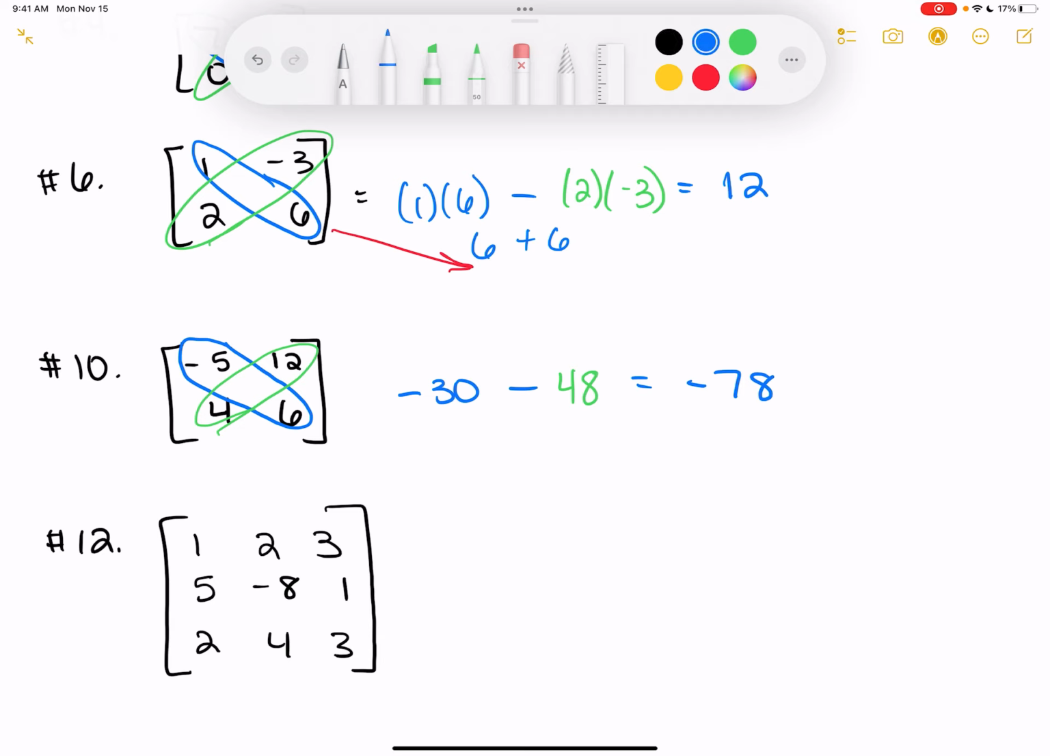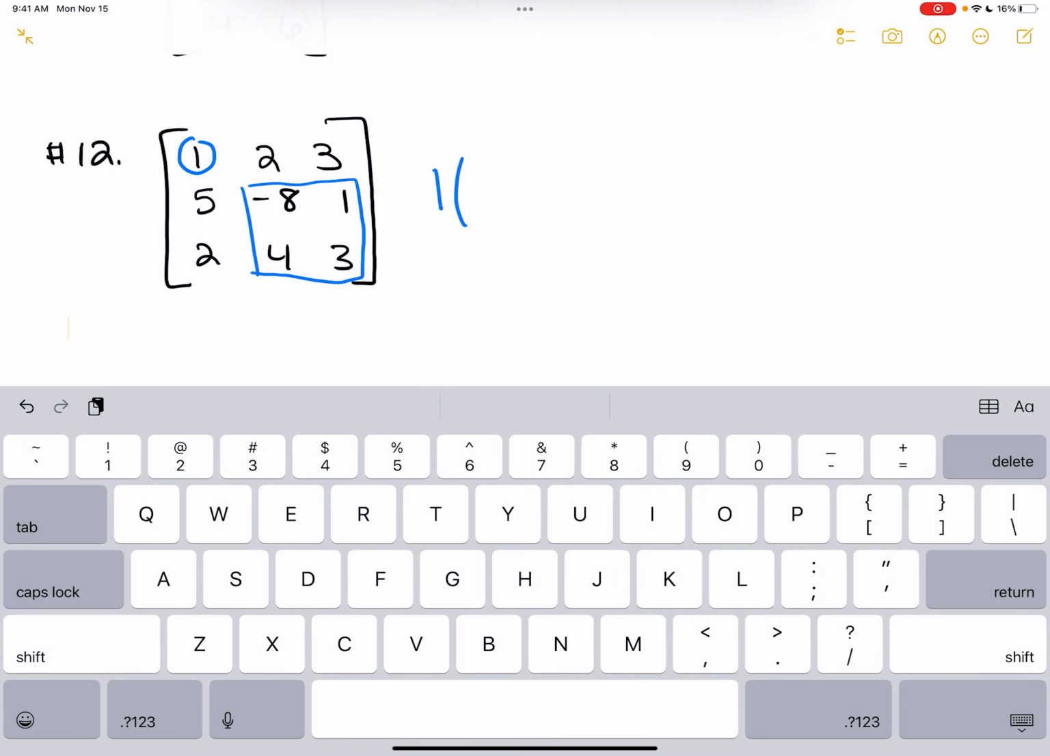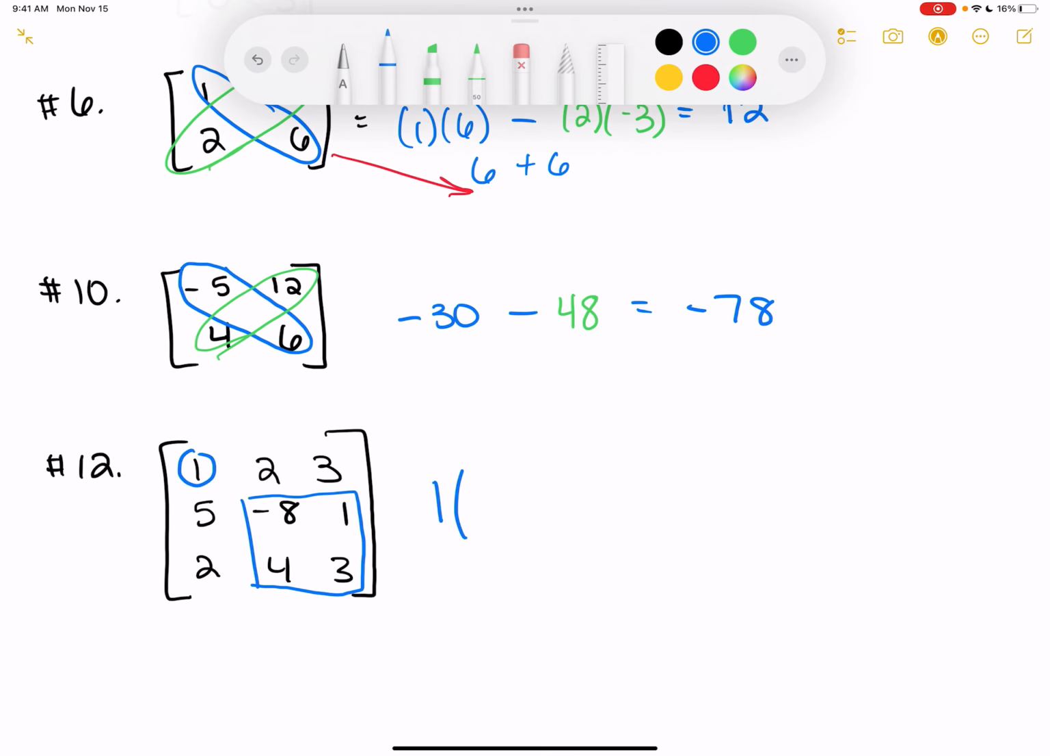All right, so what we do is you take the first number up here and you multiply that by the determinant of that 2 by 2 that's left over. So basically, you cover up everything else that's in that column with it, and you do the determinant of whatever is left. Okay? So we would have 1 times, negative 8 times 3, so that's going to be negative 24, minus 1 times 4 is 4.